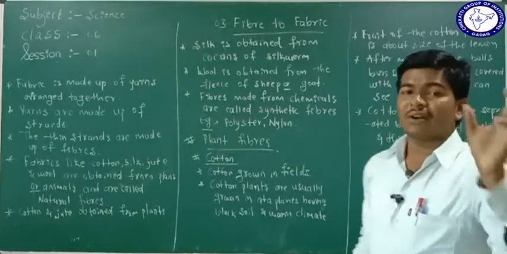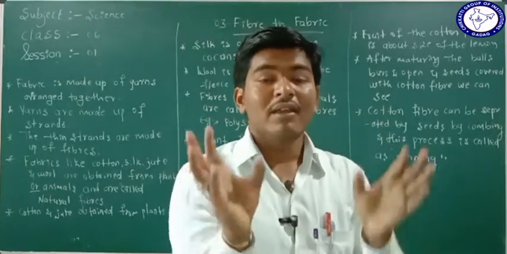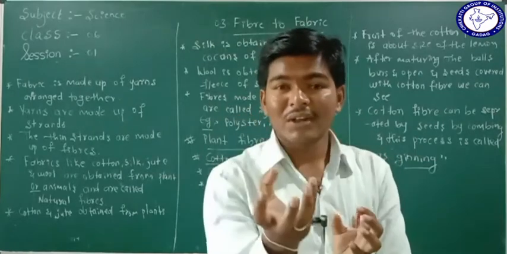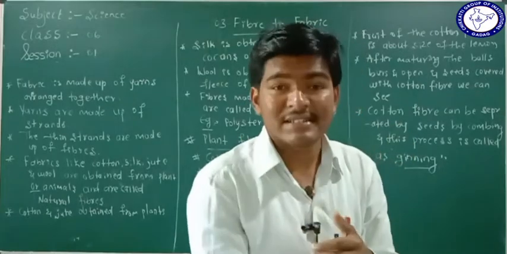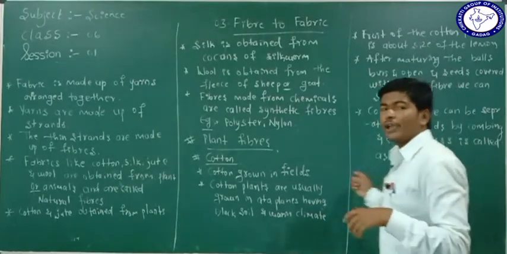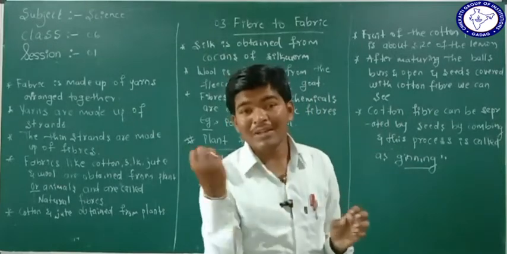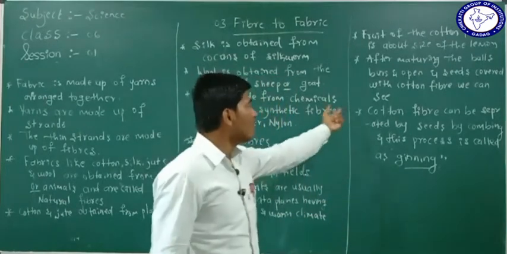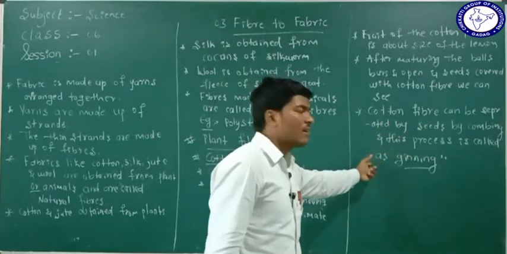See here, in the cotton fruit, the cotton is mixed with the seeds. As you know already, a fruit contains seeds. Like that, in the cotton plant also, the fruit contains seeds, and the cotton is present with the seeds. So the first process when we make thread is ginning. We are going to remove the seeds from the cotton. How are we going to remove them? See here. Cotton fiber can be separated from seeds by combing, and this process is called ginning.